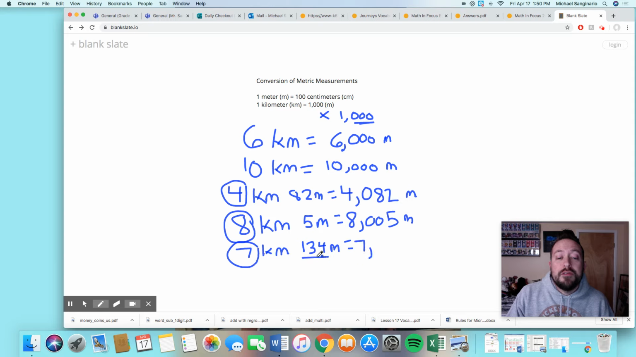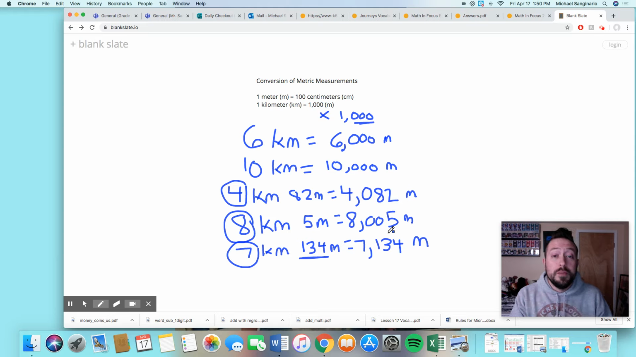And then look, I have 3 numbers already left over to plop in right here. 1, 2, 3, 134: the ones, the tens, the hundreds, the thousands. All I had to do is put the number together, and I got meters, okay? Let's talk about converting it the other way now.